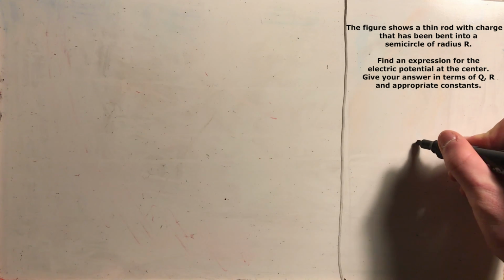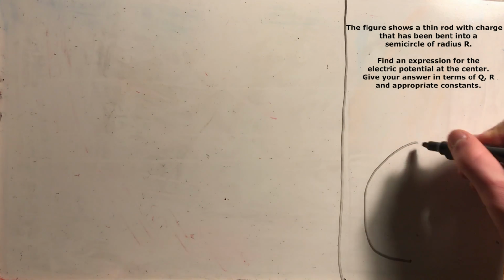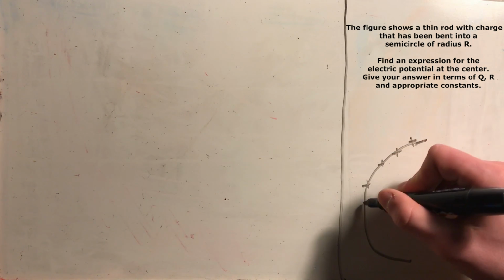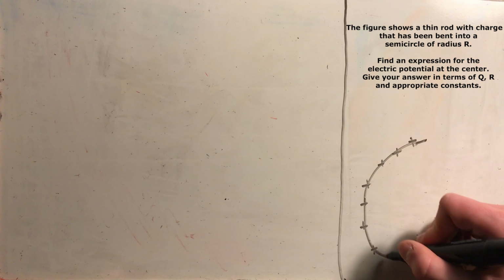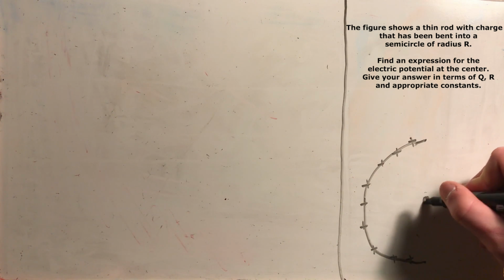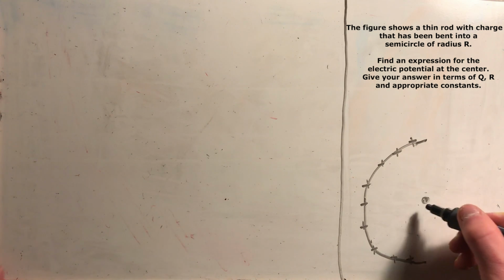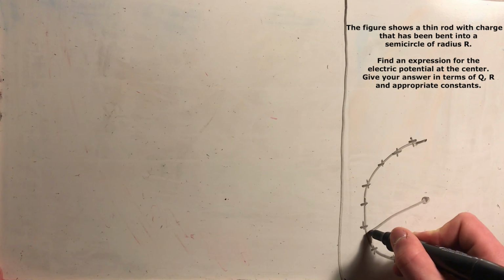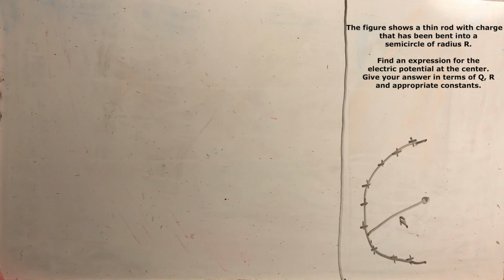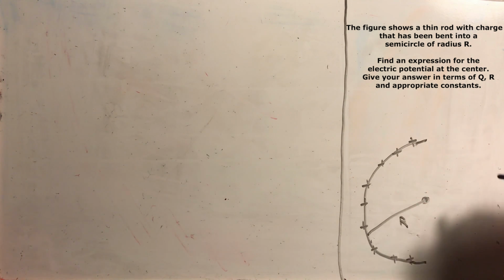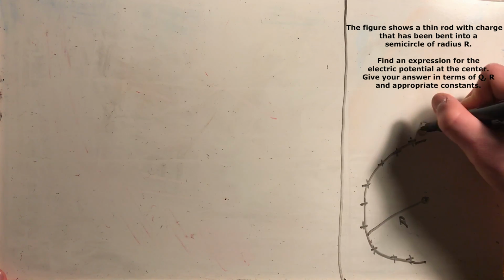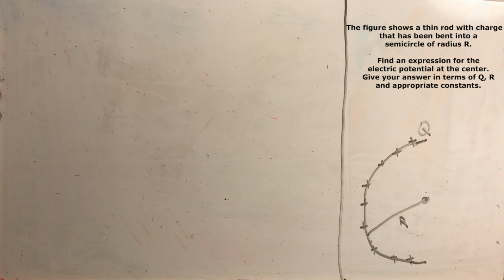So, here's our semicircle of charges. There are a bunch of charges there. I'll write plus signs here to make that clear. There we go. And then we have our point, which is in the center, right there. And here is r, the distance to any part of the semicircle from the center. And the whole semicircle is made up of a total charge q. That's all of the semicircle.